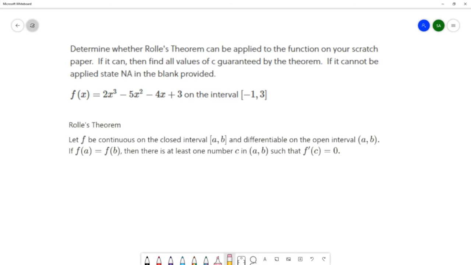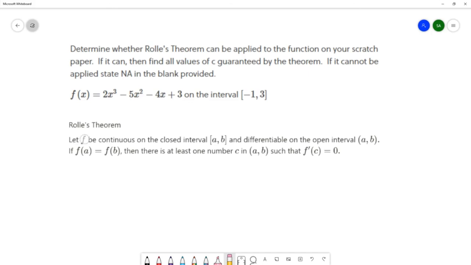So the function that we want to determine is f of x equals 2x cubed minus 5x squared minus 4x plus 3. And we're using the interval of negative 1 to 3. So we want to determine if Rolle's theorem can be applied with this function on this particular interval. So let's read the details of what Rolle's theorem says.